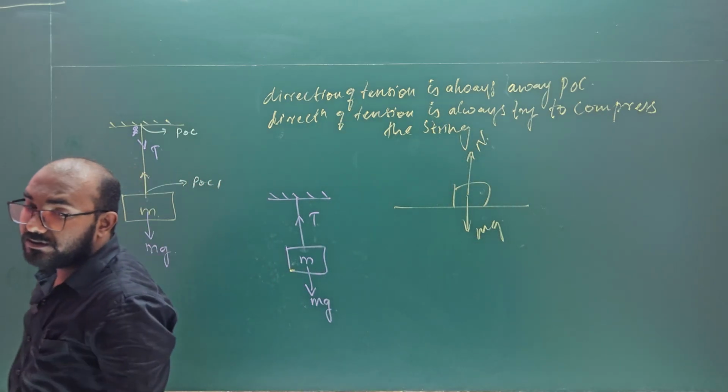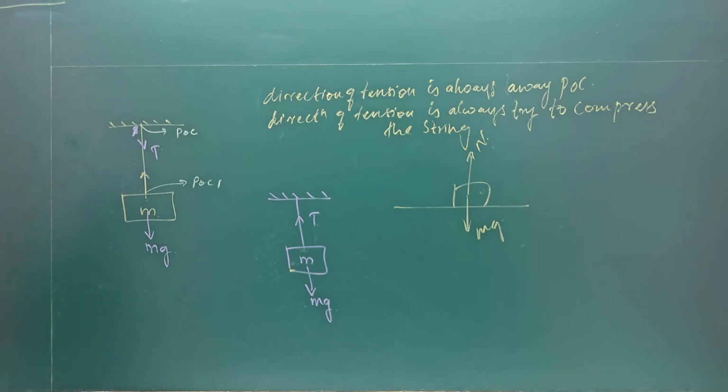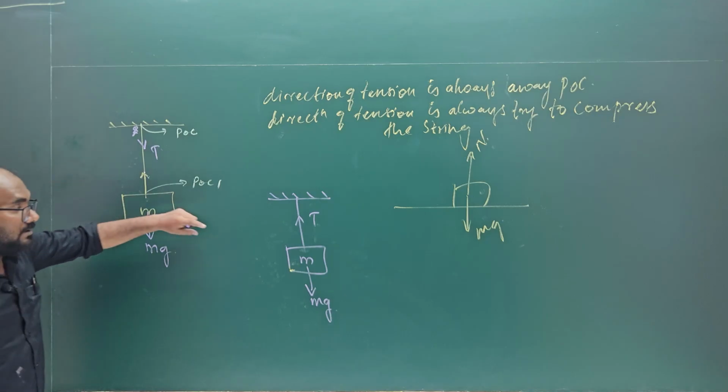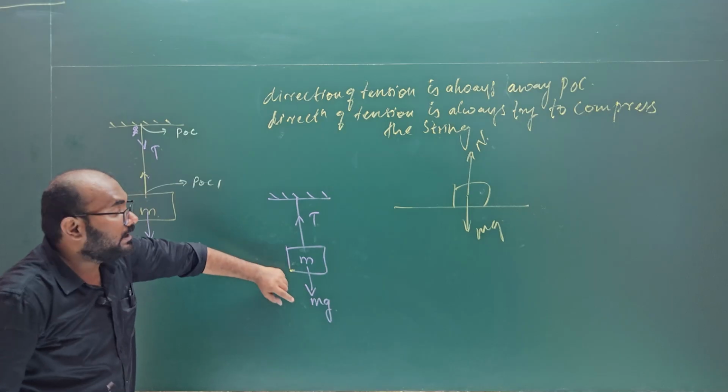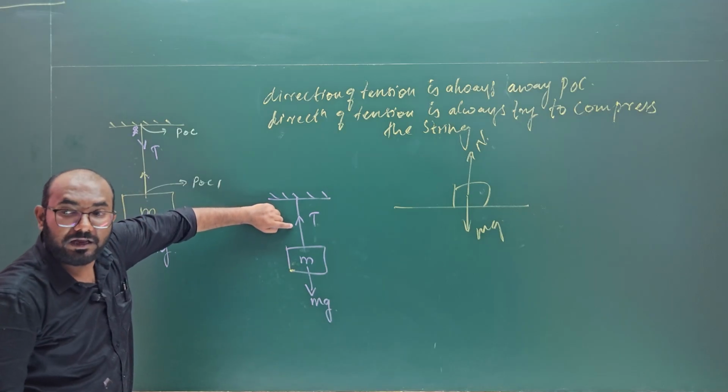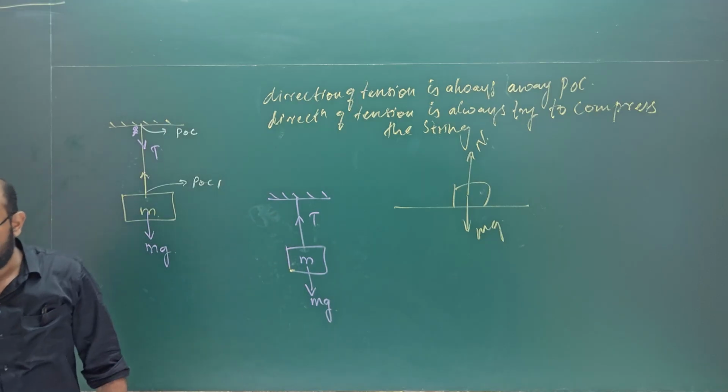Okay, the direction of tension is trying to compress the string, and it is always moving away from the point of contact. Who is applying the tension? The block is applying the tension. Who is applying the mg? The string is applying the mg. Did you get my point? Right on.